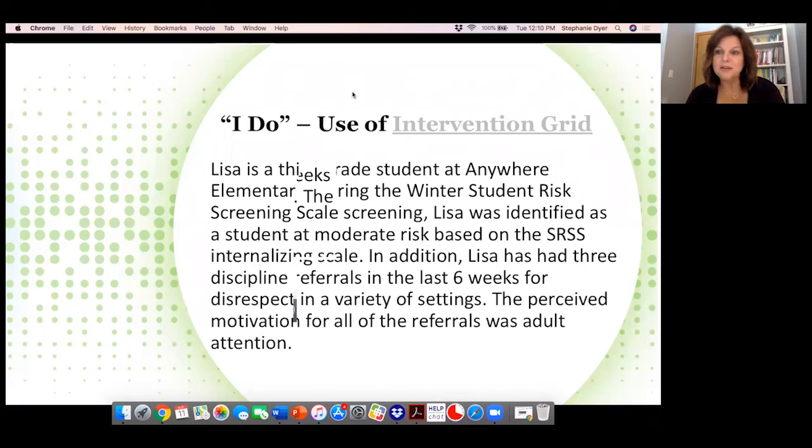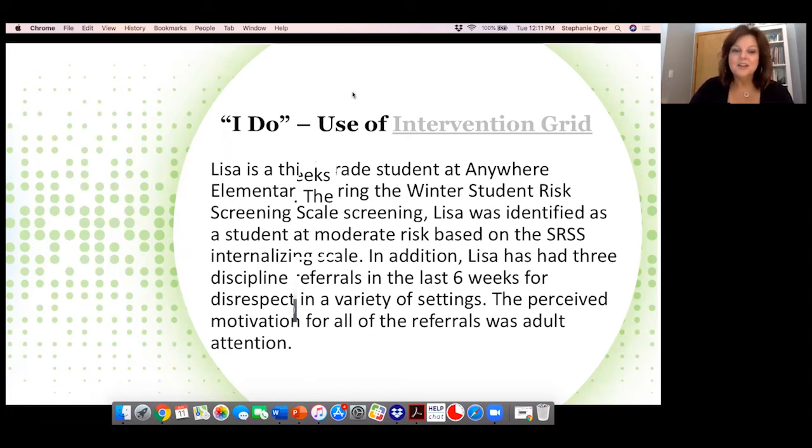So how about Xander? Again, if you could just quickly chat, what did you decide for an intervention for Xander? When you're chatting, Chat Me Content. So I'm seeing a lot of Second Step.